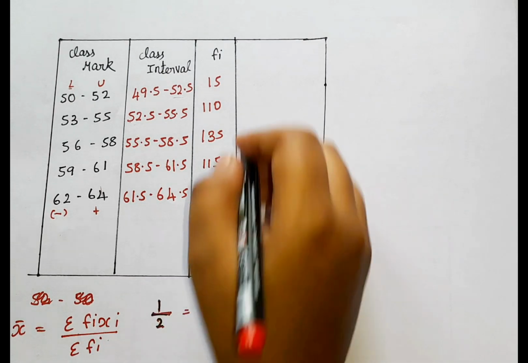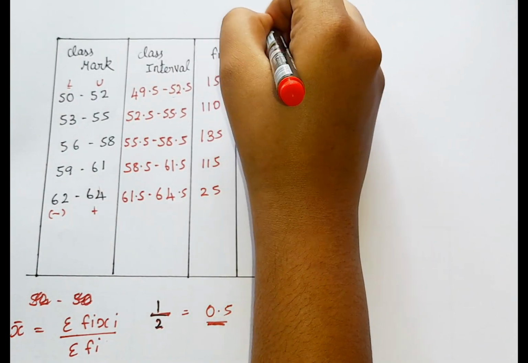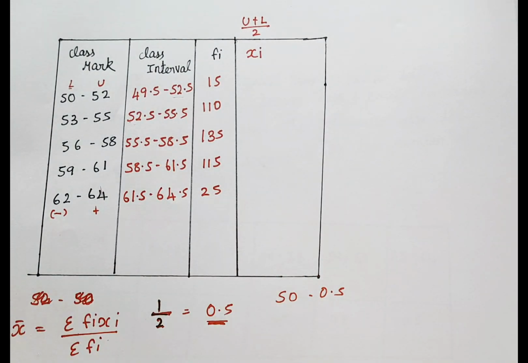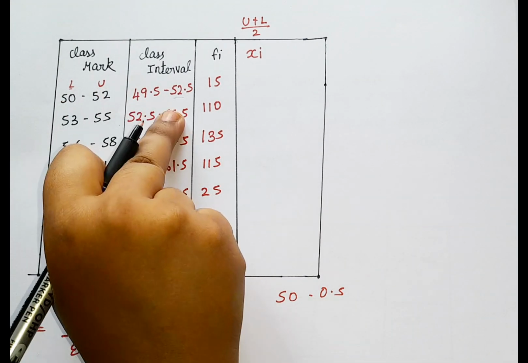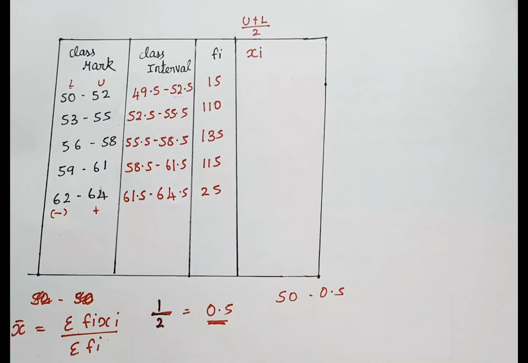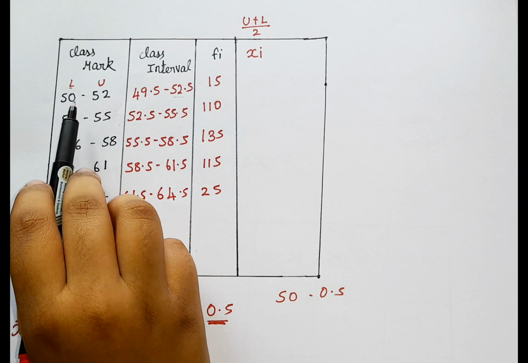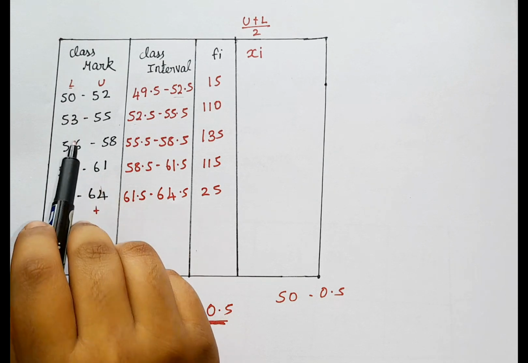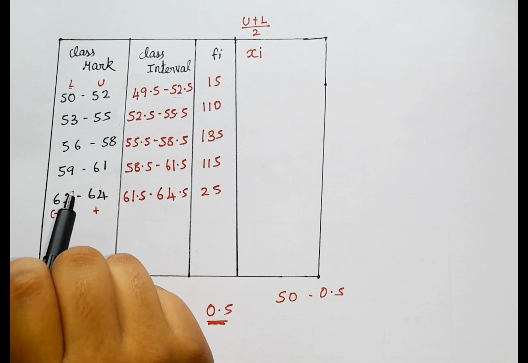I want xi, so first let us find xi. How to find xi? Upper limit plus lower limit divided by 2. Now the question is, am I supposed to take the upper limit plus lower limit for this or this one? Actually, we are supposed to take the upper limit plus lower limit for this one, because this is mentioned in the question. These are the actual numbers. Remember this, because most of the guys commit mistakes here.